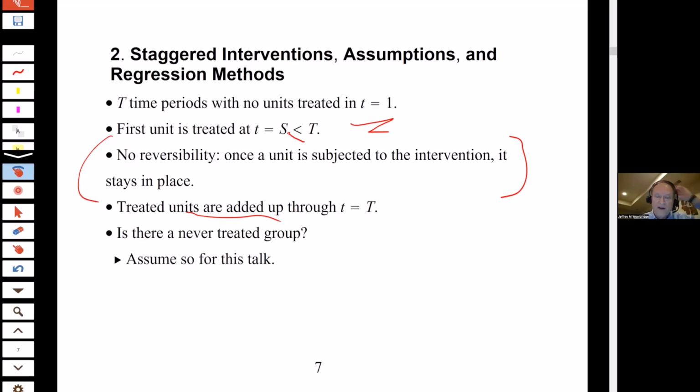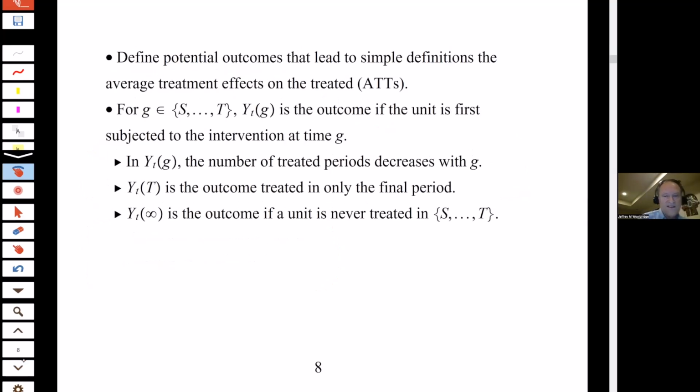Okay, so I'm going to assume for this talk that there is a never treated group. It turns out that you don't need a never treated group, but you do have to, in some cases, adjust the definition of the parameters that are being identified. Okay, so I'm just going to set that aside for now.